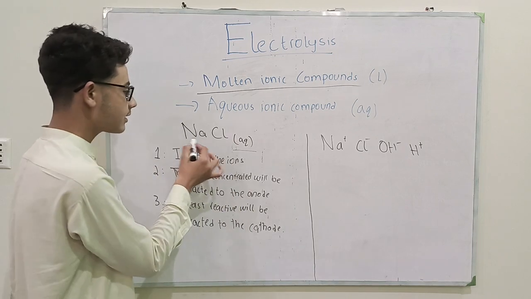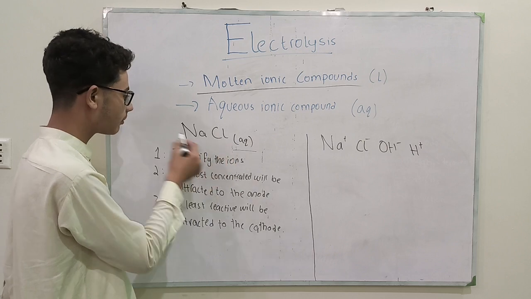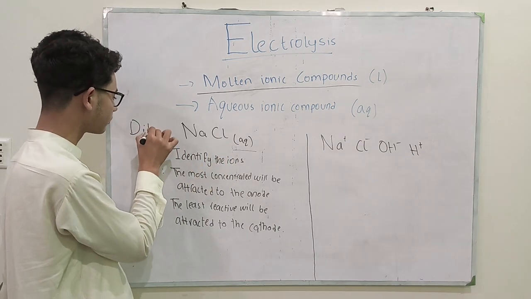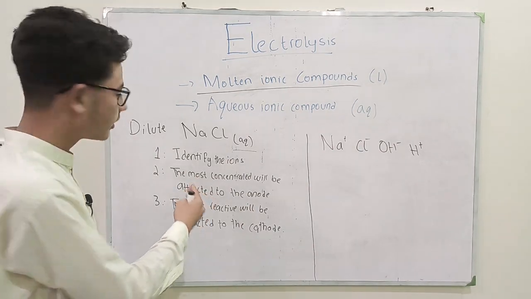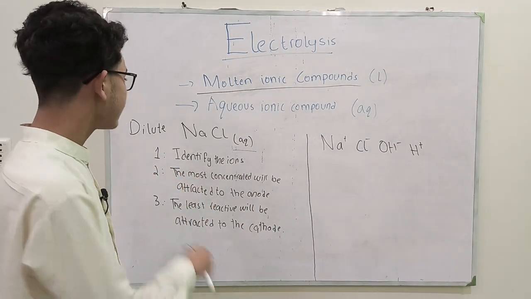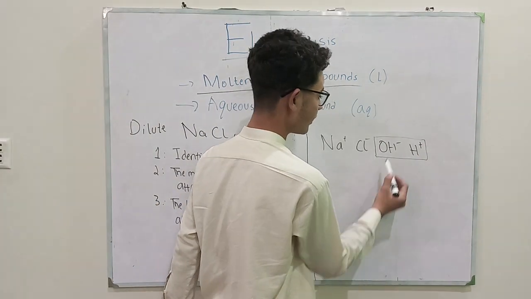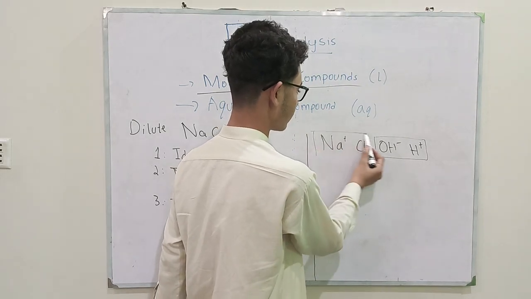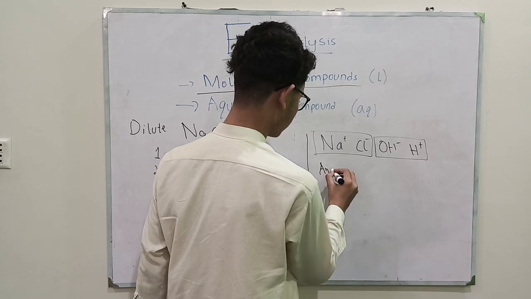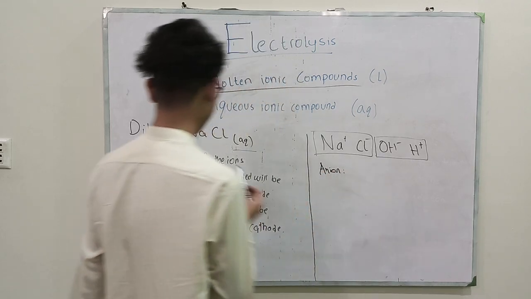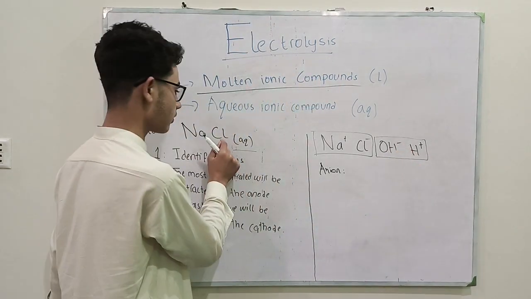For the questions in which aqueous will be given, you will also be given whether it is dilute or concentrated. So firstly, let's do the electrolysis of dilute NaCl. In dilute NaCl, the concentration of OH minus will be greater compared to the concentration of Cl. Remember, when it's dilute, it means the concentration of OH is greater than the concentration of Cl.